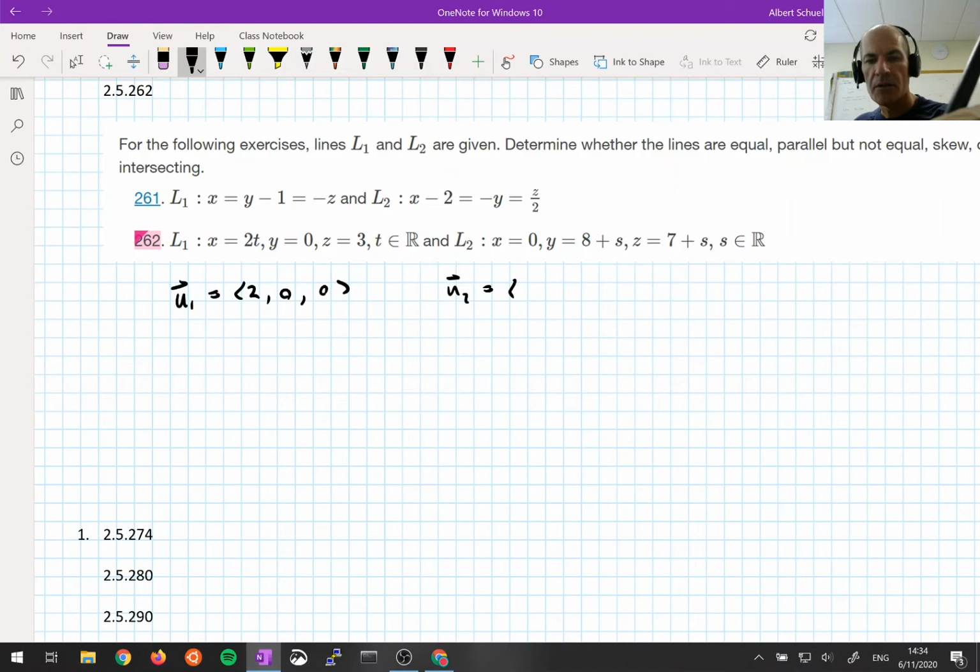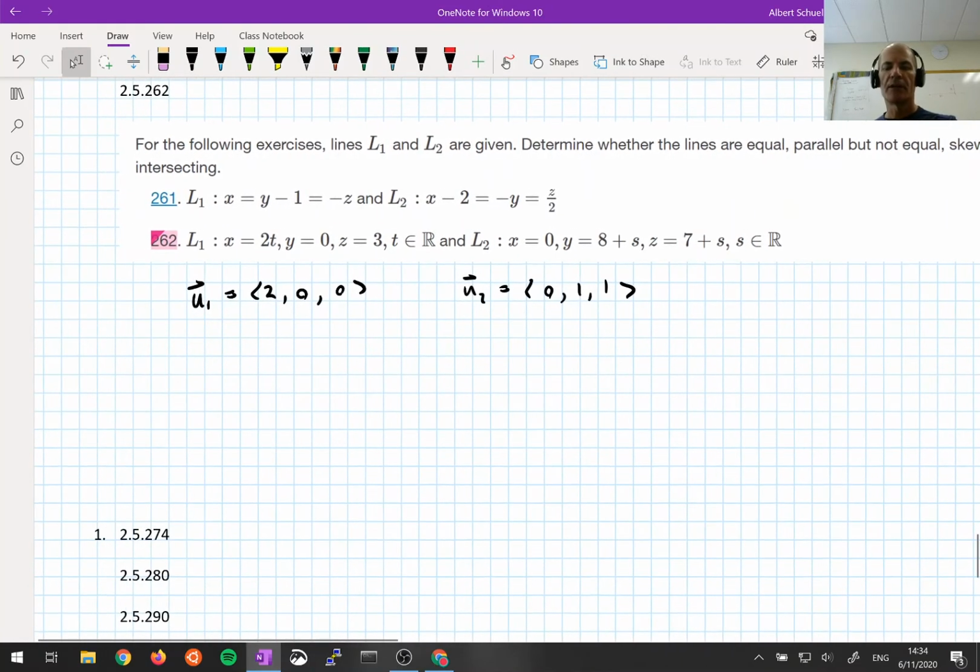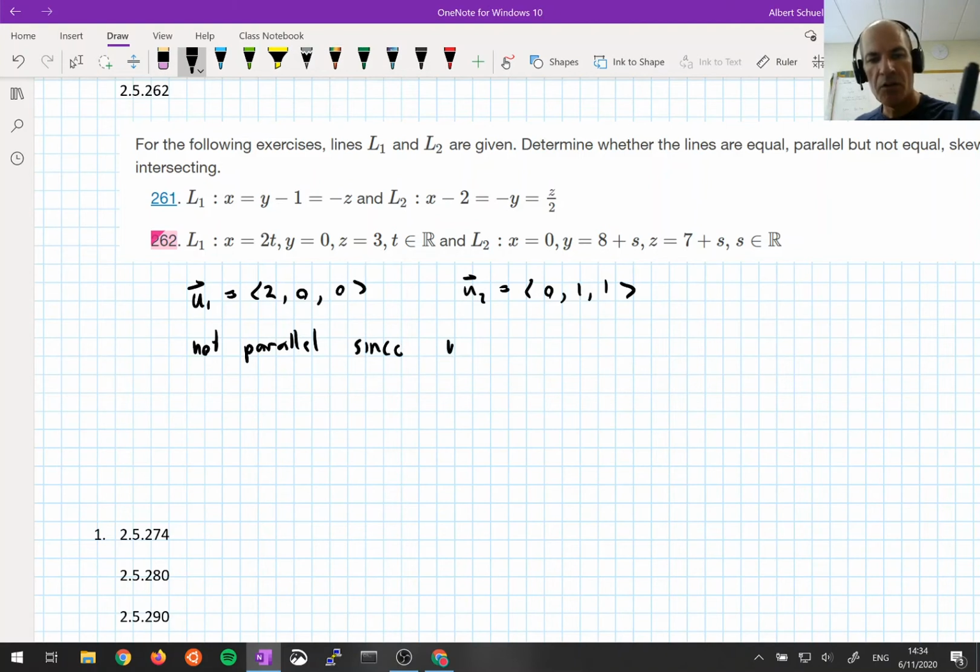there is no t term in x. S is the parameter here. So take the coefficients on the parameter, and in this case the parameter is s, 1 and 1. So those are the two direction vectors. Are they parallel? No. Clearly these are not parallel vectors. If they were, one would be a scalar multiple of the other, and it's clearly not. Are they perpendicular? Actually, it doesn't really matter. We're not asked to figure out whether they're perpendicular. So they're either skew or they're intersecting. So they're not parallel, since U1 is not a scalar multiple of U2.